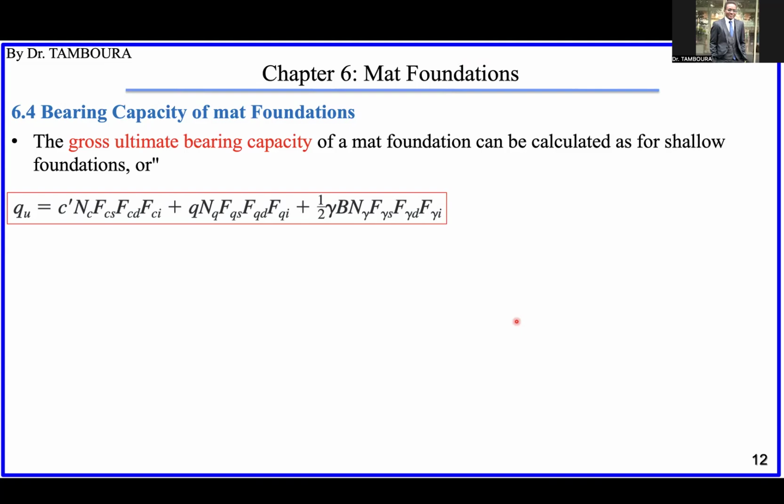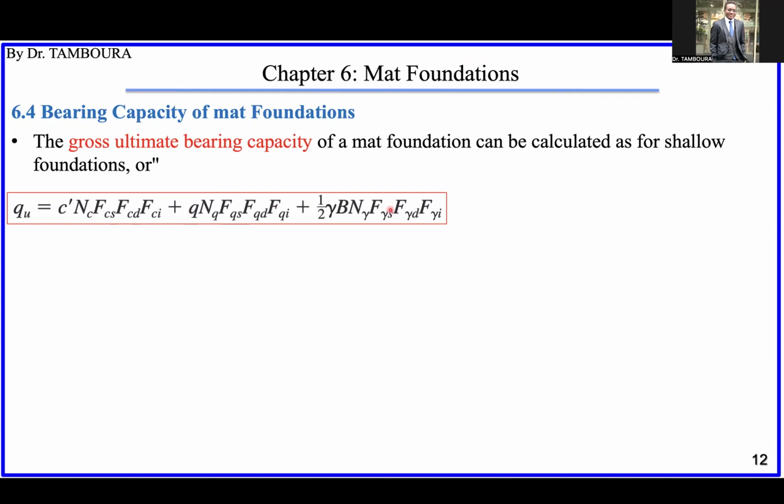We did it in chapter 3 and chapter 4, even chapter 5. Chapter 3 was the general bearing capacity, chapter 4 was special cases, and chapter 5 was settlement. So the gross ultimate bearing capacity of mat foundation also can be calculated from the bearing capacity equation of shallow foundation, like this equation.